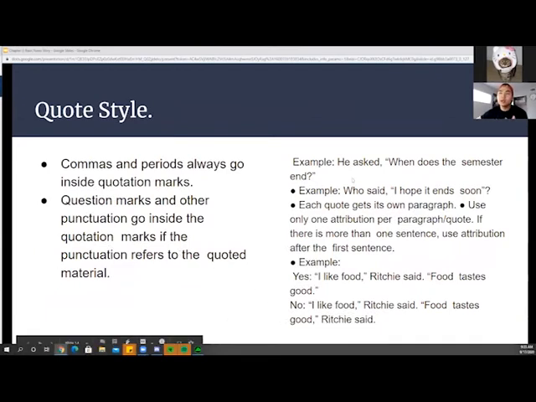When you're writing the quotes on your paper, and the point of the one assignment I had you do, a lot of people, it didn't turn out right, so I'm going to have you guys resubmit it. First off, commas and periods always go inside the quotation marks. For example, he said, "When does the semester end?" Question marks and other punctuation go inside the quotation marks if the punctuation refers to the quote material. So it refers to what's happening inside.